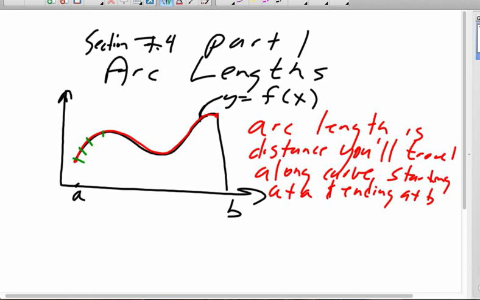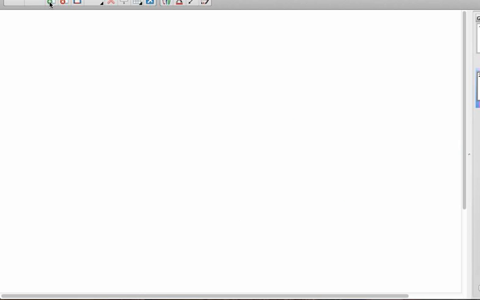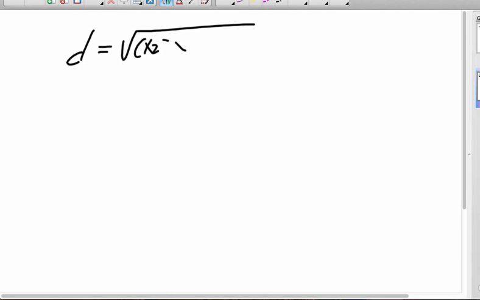Okay, now these things are related to a formula you should remember from geometry, which is related to the distance formula, where distance equals square root of x2 minus x1 squared plus y2 minus y1 squared. And this thing came out of the Pythagorean theorem.